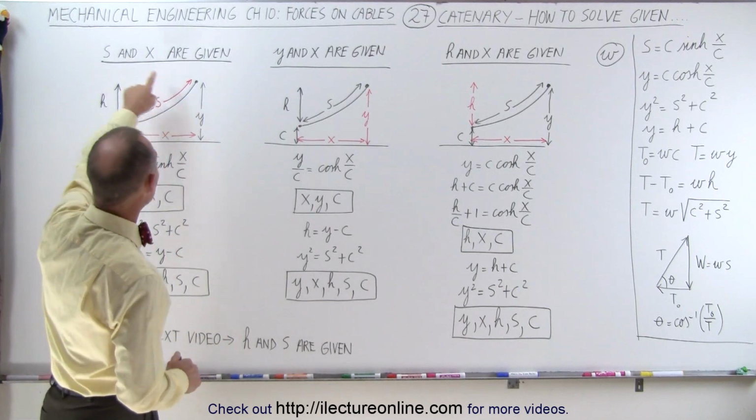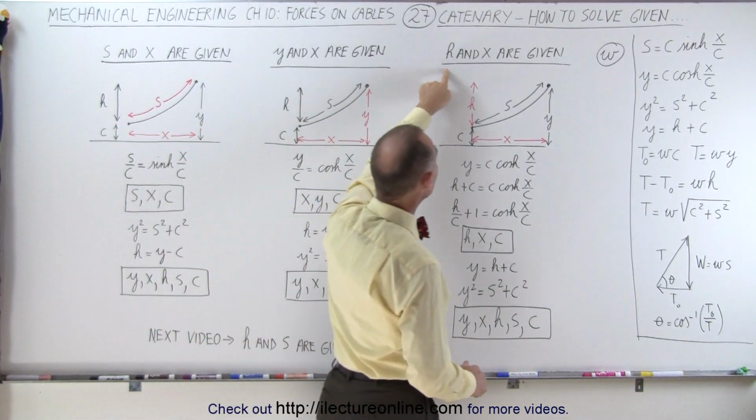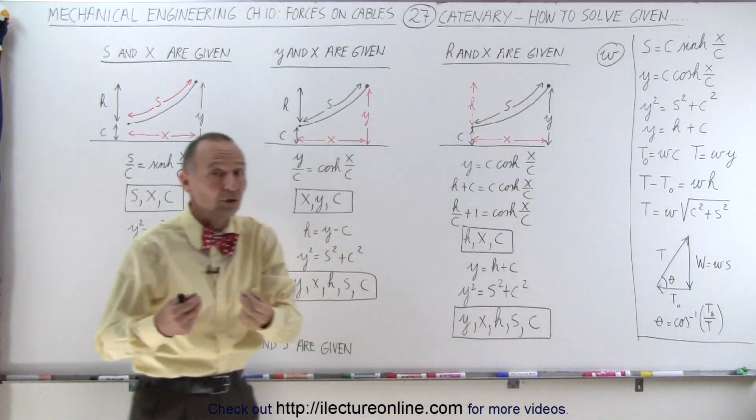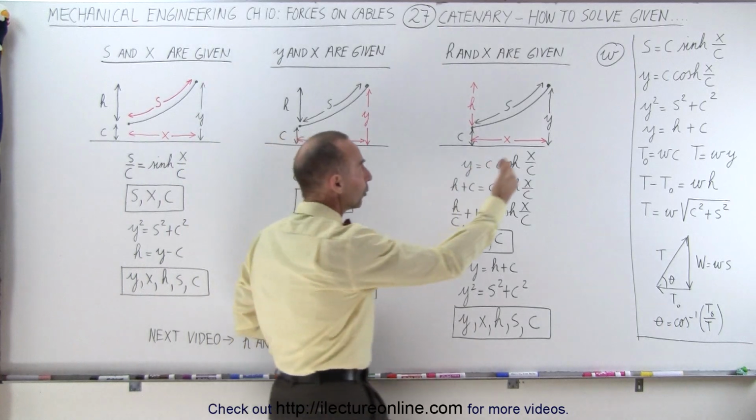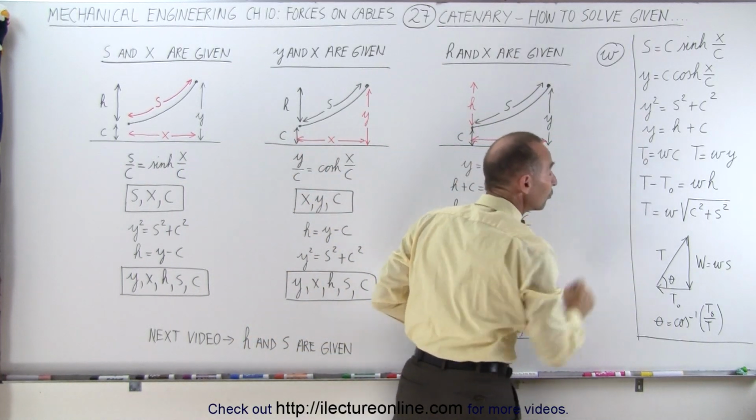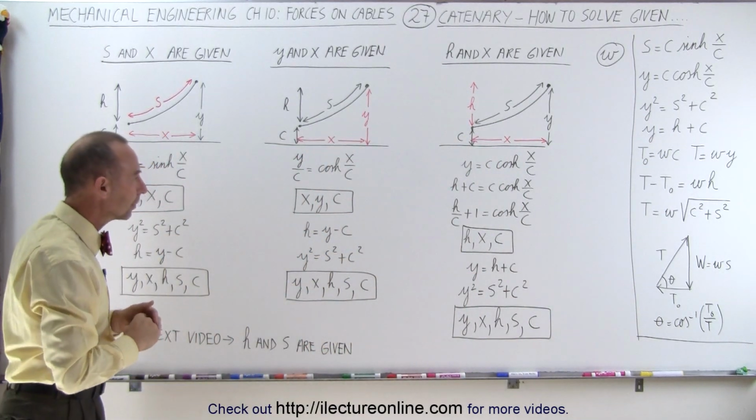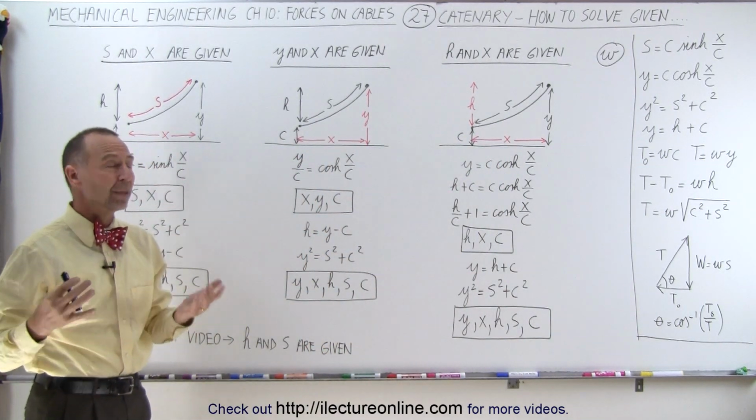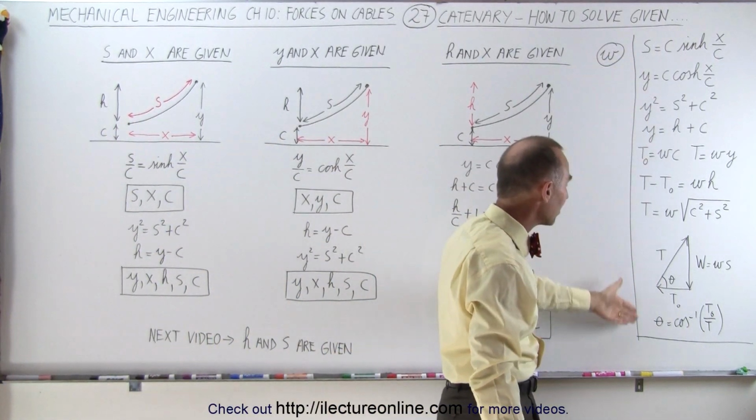So those are 9 variables, and typically they only give you 2 or 3. For example, they may only give you s and x, they may give you y and x, they may give you h and x, and in each case you're going to solve the problem in a different fashion. Also, they're going to need to give you the weight per unit length if they're expecting you to find the tension at various locations in the cable. So how do you solve the problem?